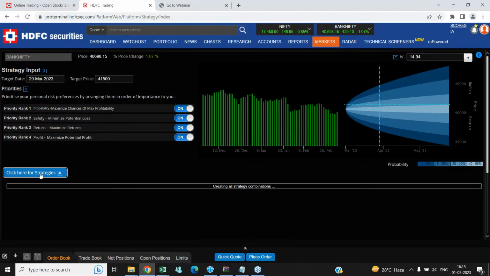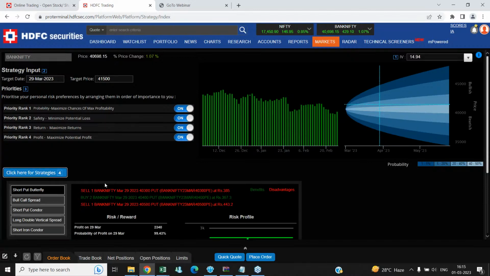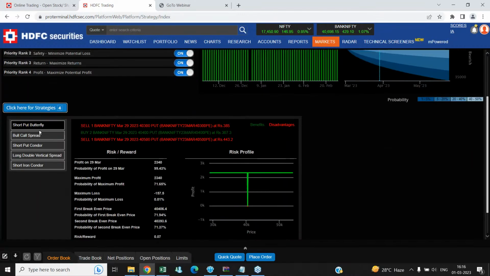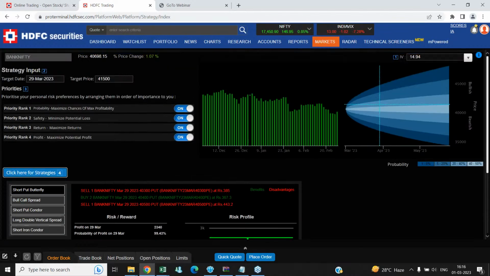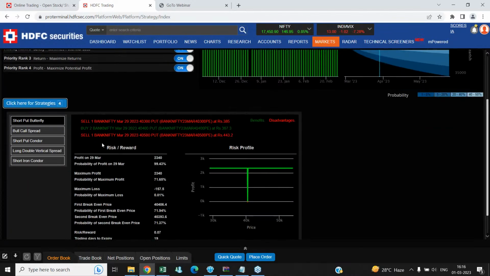So you click here for strategies, and based on that the strategies will get auto populated. There will be 4 to 5 strategies auto populated based on the priority and the target price you set. You can check all those things, and see if any strategy suits you based upon the probability of maximum profit, what is the maximum profit for the strategy, and what is the maximum loss.